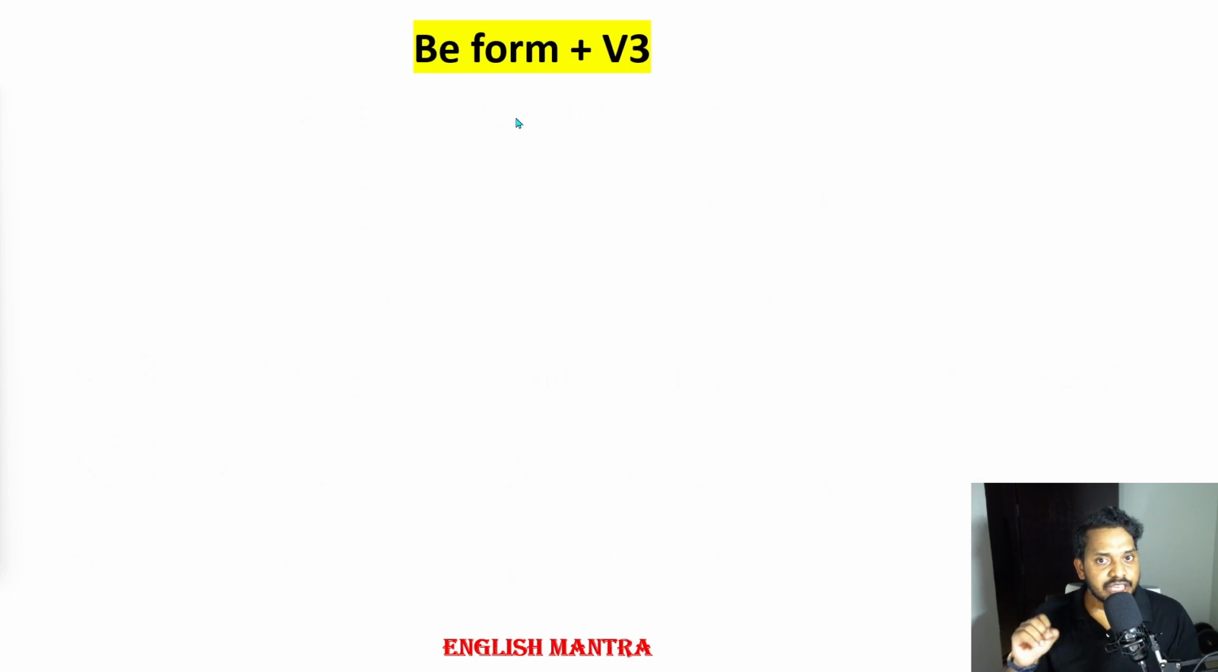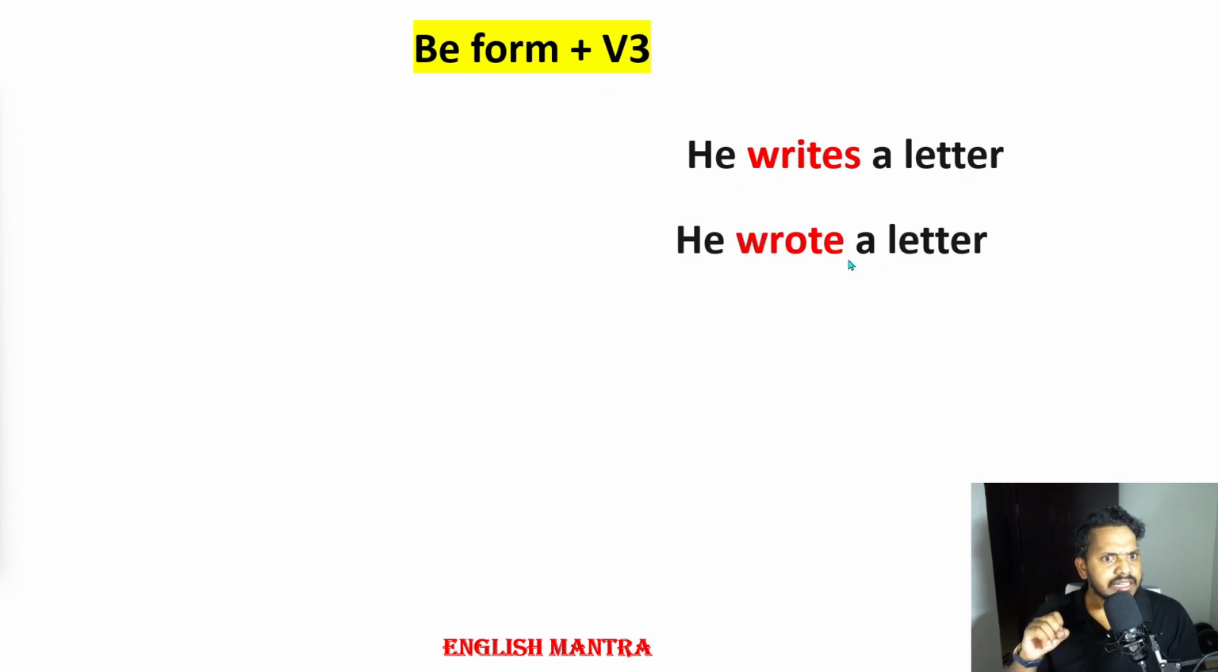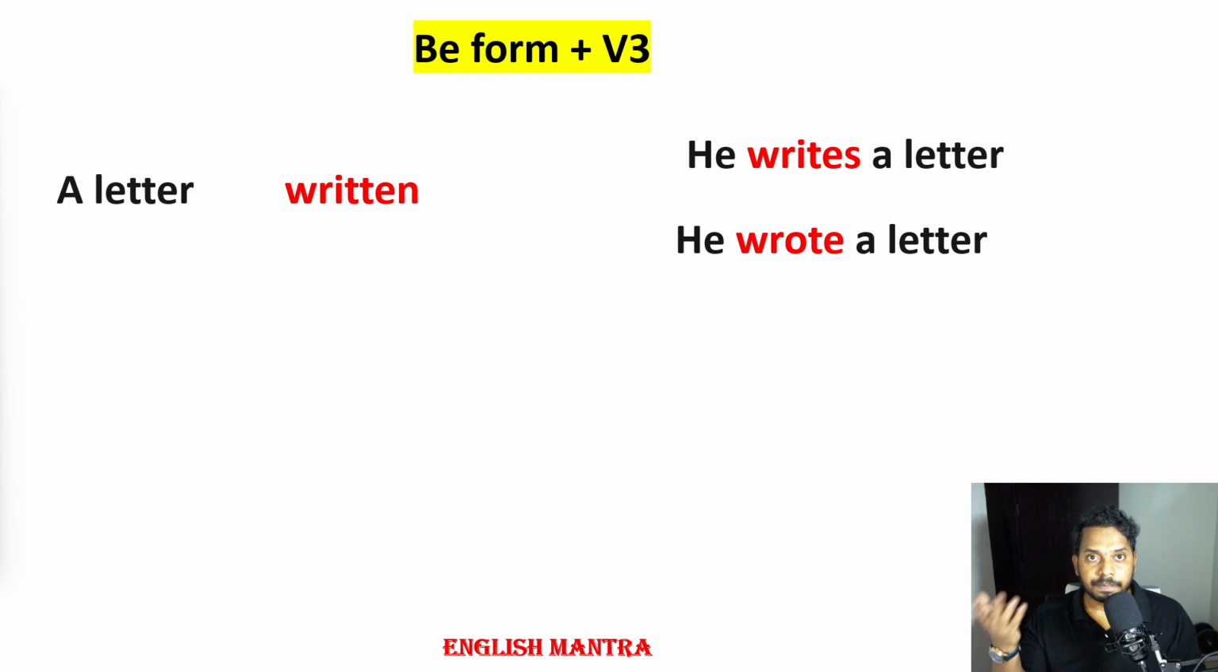See, whenever we use be form plus V3, see this sentence. He writes a letter, simple present. He wrote a letter, simple past. A letter written, is this a past tense, simple past, or present perfect tense? What is the tense of this? It has no tense. Okay, if I use any present be form like this, a letter is written. See, he writes a letter is the active voice, and the passive voice of this would be a letter is written. How? I just placed be form in between. Here the subject is the receiver of the action and verb third form. So it becomes, a letter is written.